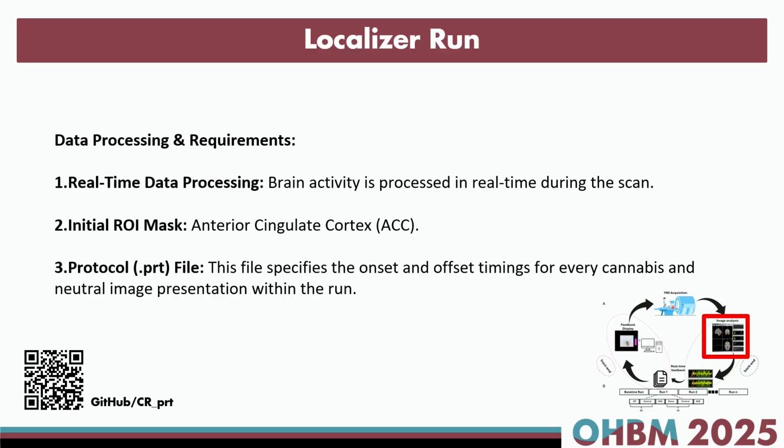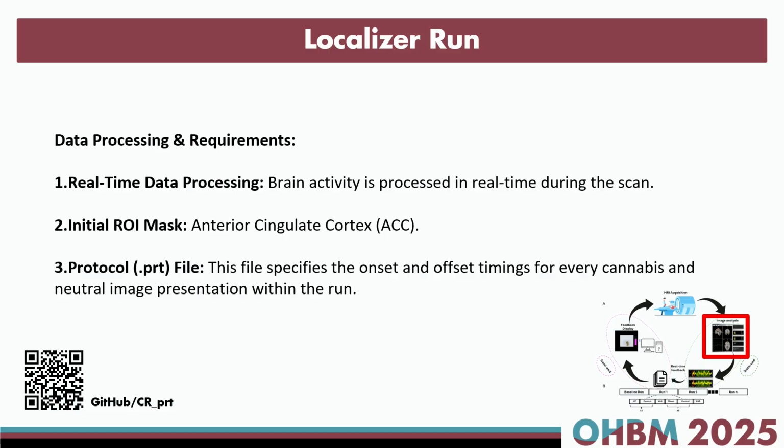So, as I said, there's going to be real-time data processing here. We still didn't start the actual neurofeedback. It is just a localizer run. We have the initial ROI mask, and the other thing that we need is a protocol file. Again, you see the QR code, and you can scan it and get a code that you can use to generate this protocol file. Where does it come from, and what does it include?